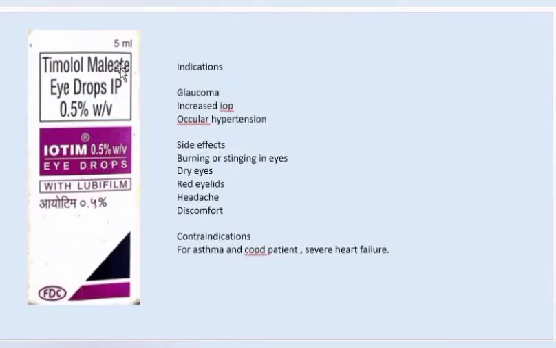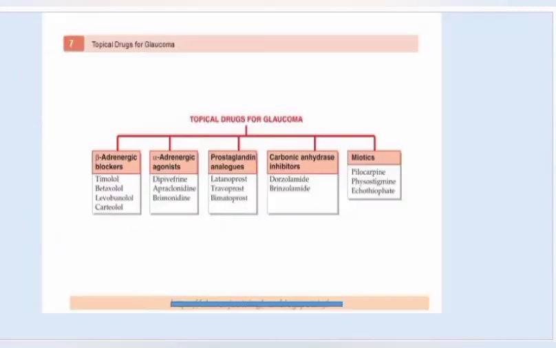The next thing is timolol, the glaucoma drug. The indications are glaucoma, where we can see increased intraocular pressure or ocular hypertension. So it's quite easy to understand, all of these are related. Side effects are burning or stinging, dry eyes, red eyelids, which I've already explained, and it is contraindicated for asthma and COPD patients and in severe heart failure. So these are the things you have to remember, nothing much, just the indications and side effects. You will be studying this more when we talk about glaucoma separately. For now, just from the exam point of view, let's study it.